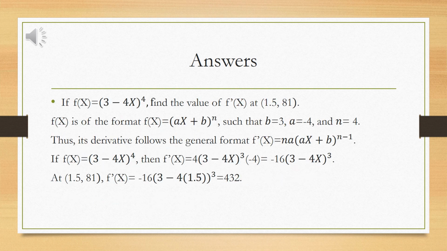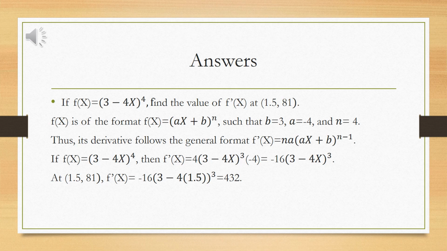If f of x equals (3 - 4x)^4, find the value of f prime of x at 1.5. First of all, f of x is of the format f of x equals (ax + b)^n, such that b is 3, a is -4, n is 4. Thus, its derivative follows the general format f prime of x equals n a times (ax + b)^(n-1).